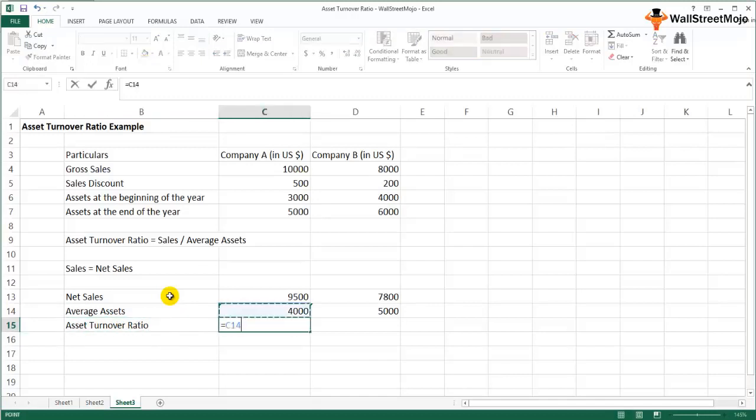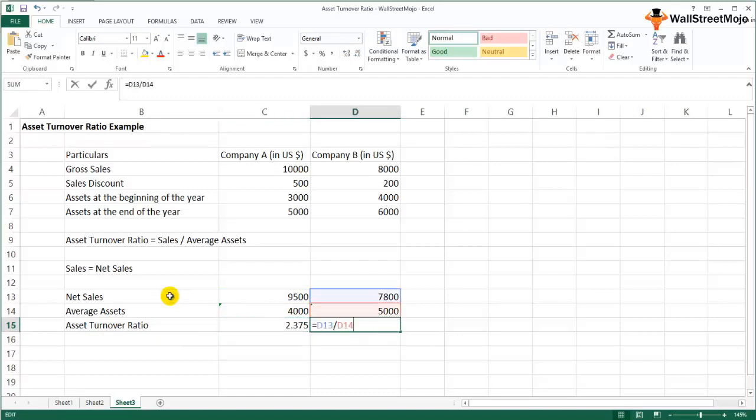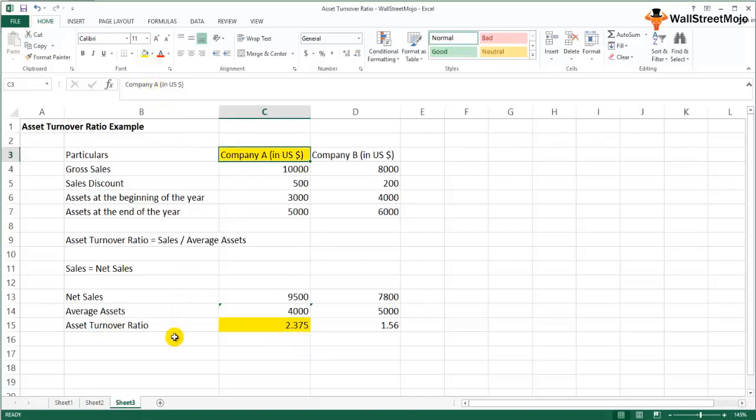So this asset turnover ratio will be net sales divided by your average assets. Net sales divided by average assets. So obviously when we compare these two, we note that between A and B, company A is much better in terms of deriving sales from its assets. So company A is deriving as much as $2.375 per unit of asset. On the other hand, company B is deriving only 1.56. So between these two, obviously company A is much better. So I hope you understood this basic example.